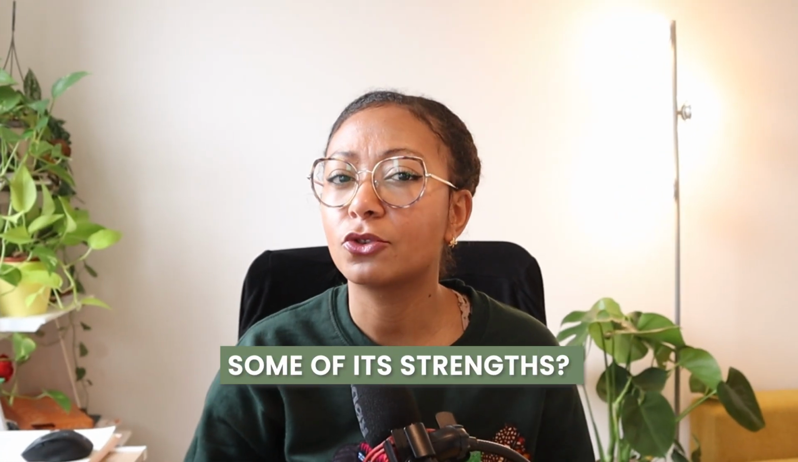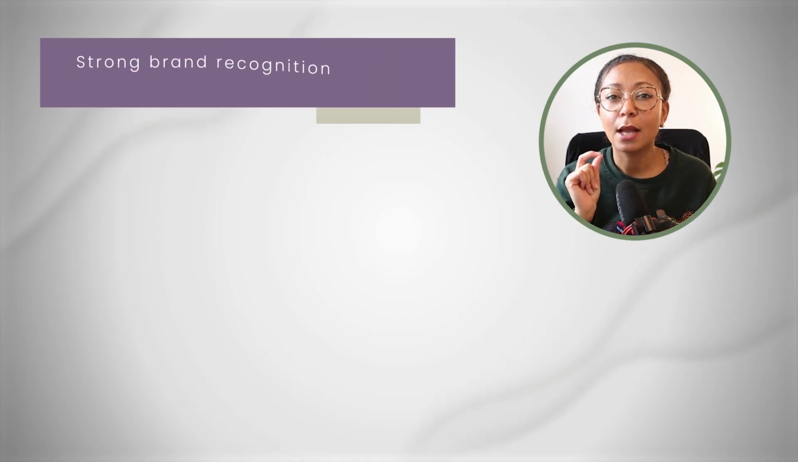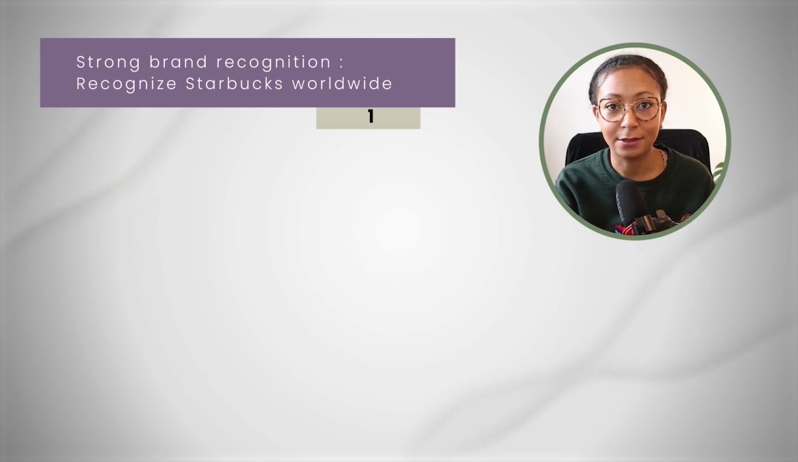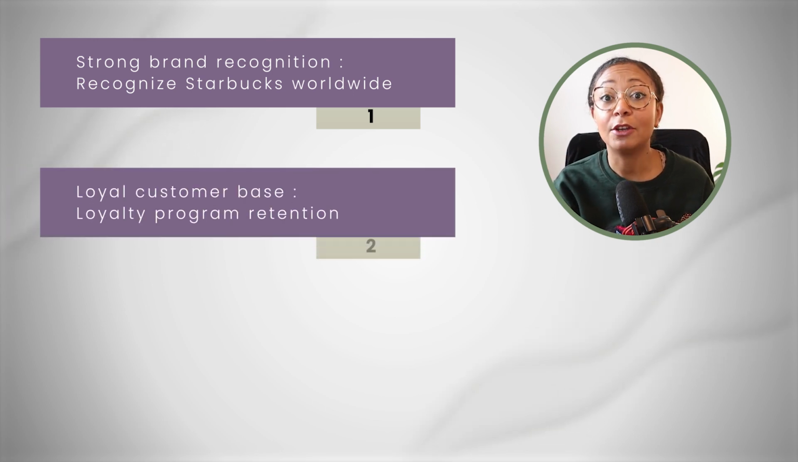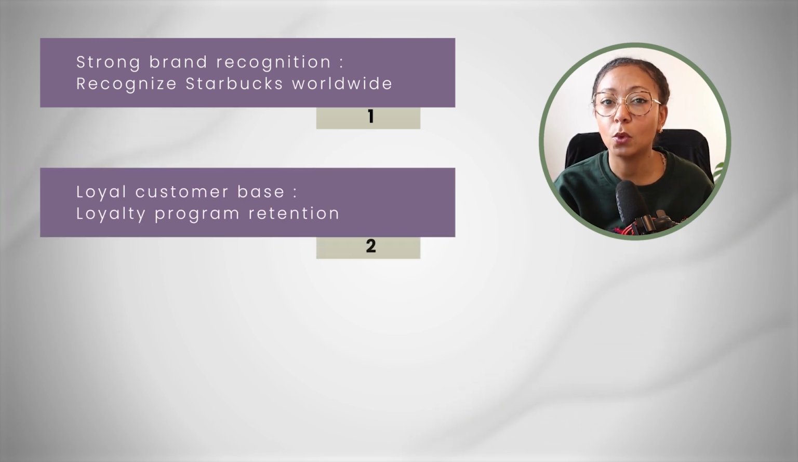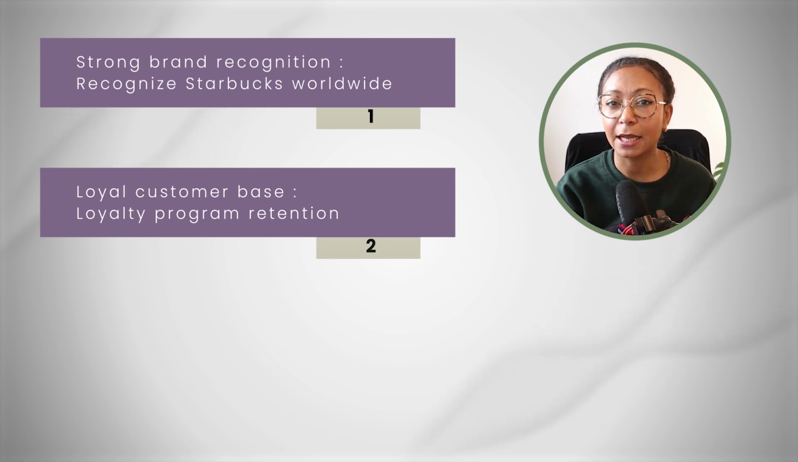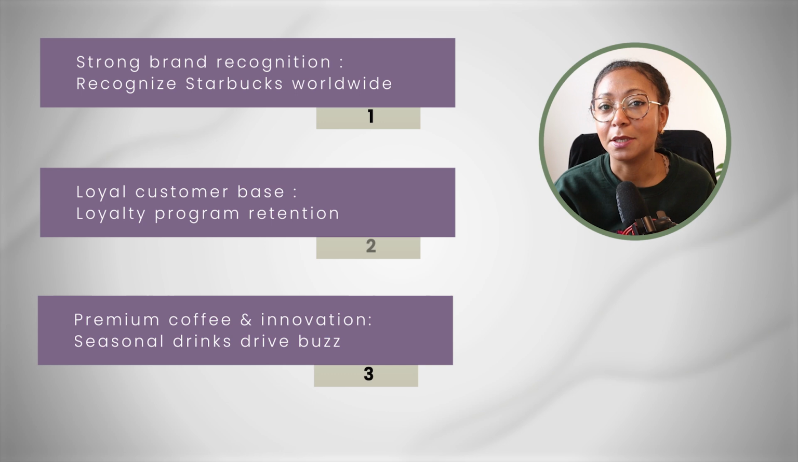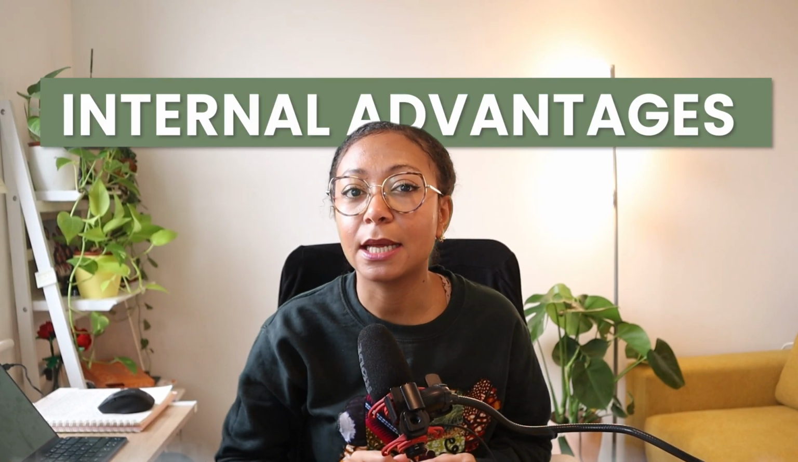So step one is to identify the strengths of the business. Let's say we're analyzing Starbucks, for instance. What are some of its strengths, right? They have strong brand recognition, right? Customers recognize Starbucks worldwide. Everybody knows Starbucks. They have a loyal customer base, meaning that their rewards program keeps people coming back. They also have high quality coffee and innovation by creating seasonal drinks like the pumpkin spice latte, which creates buzz with their customers. So these strengths are internal advantages that give the company a competitive edge, right?